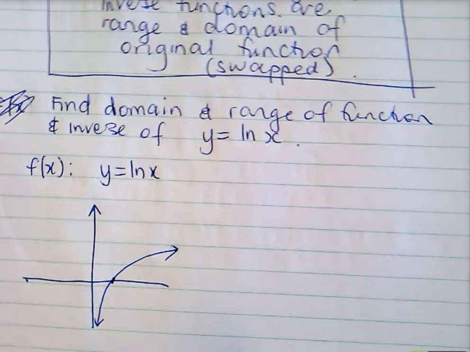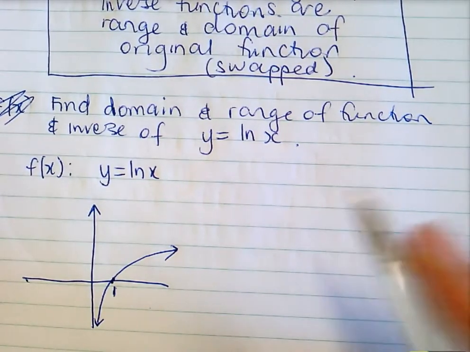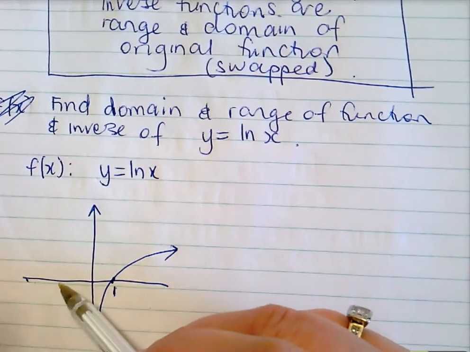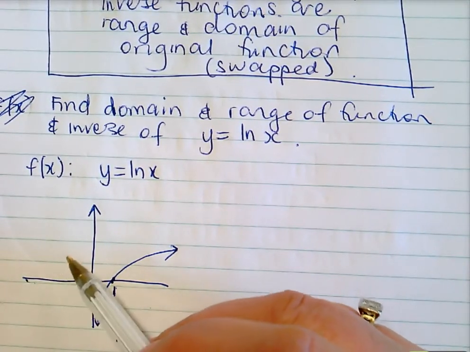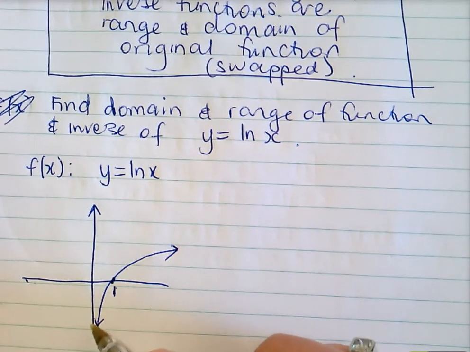So girls, remember, from all our work on logs, log of a negative is undefined. If you do ln of a negative something, there's an error, undefined. Log of anything between 0 and 1 is negative.